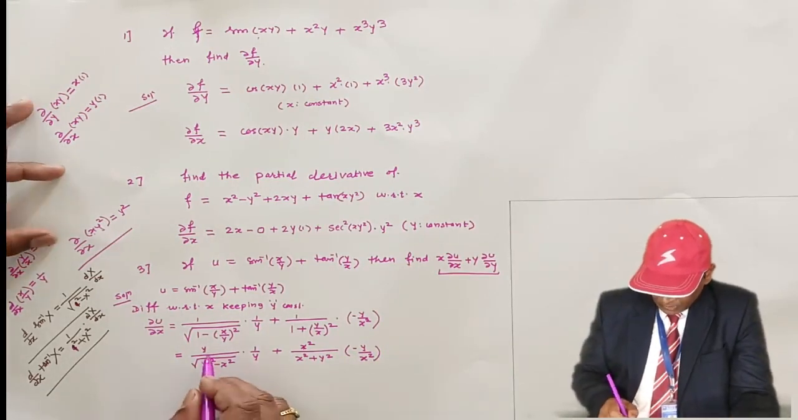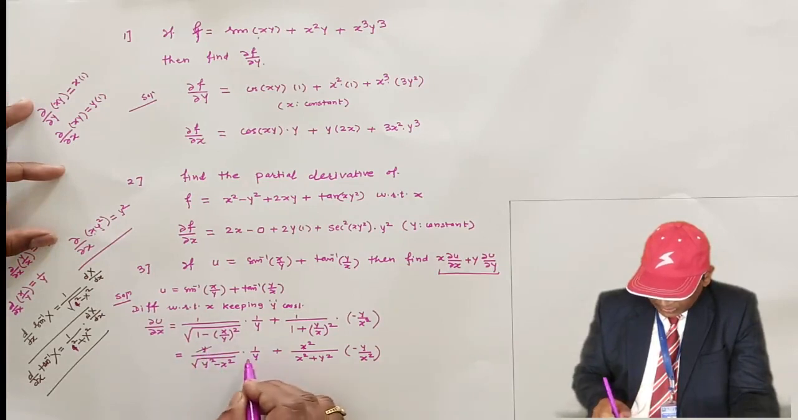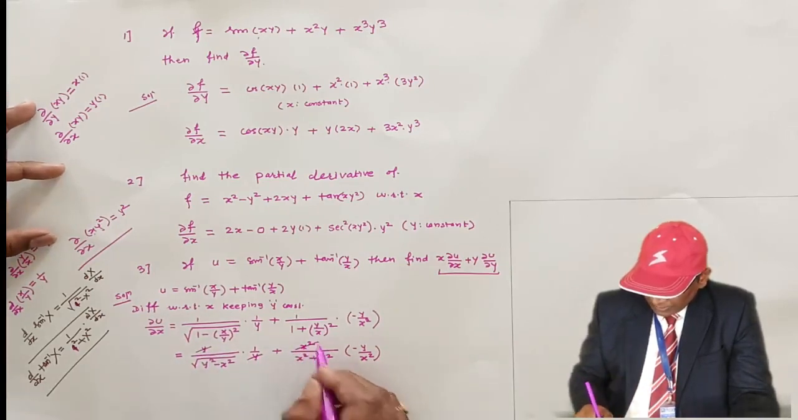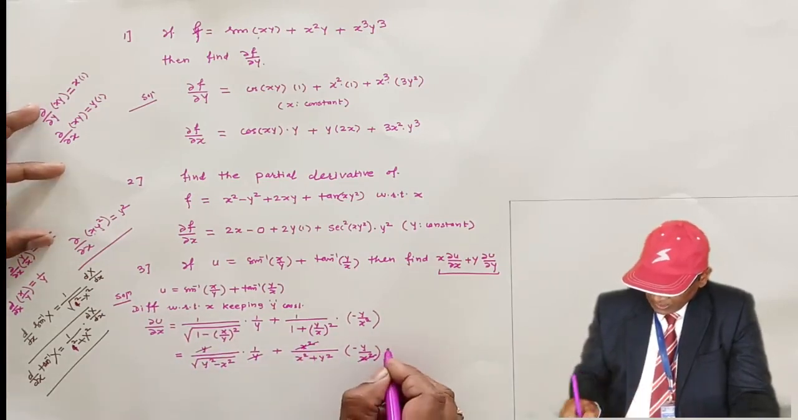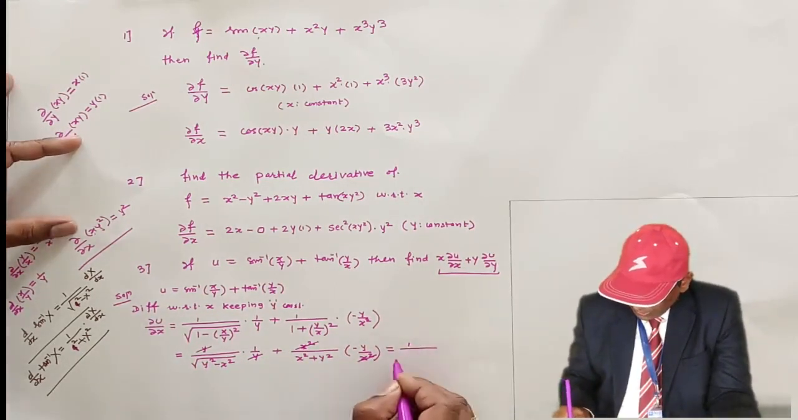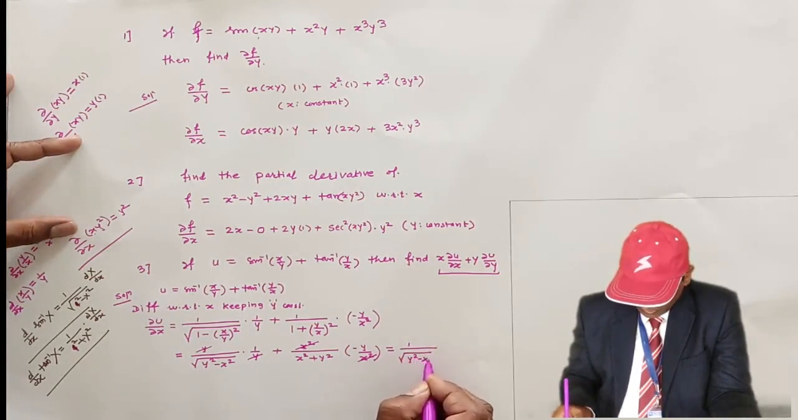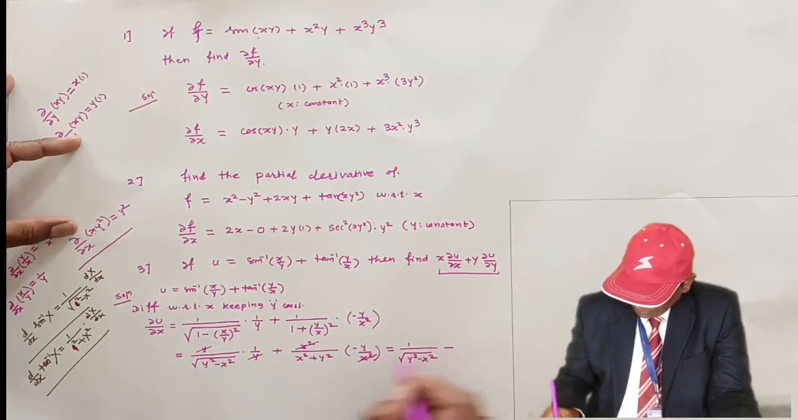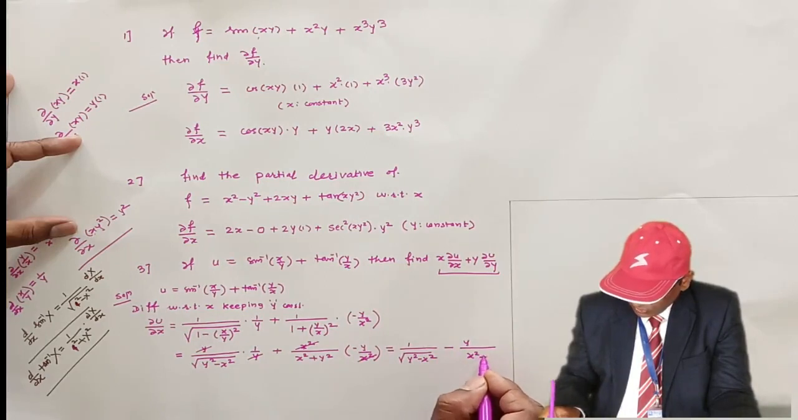Now this y and this y get cancelled. This x square and this x square get cancelled. This is equal to 1 by under root y square minus x square minus y by x square plus y square.